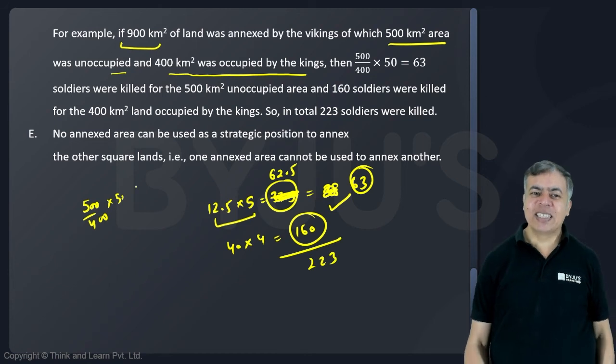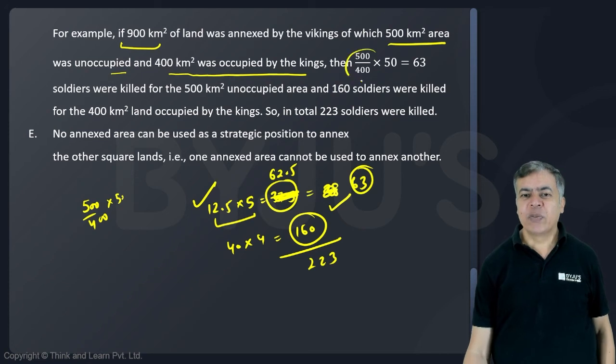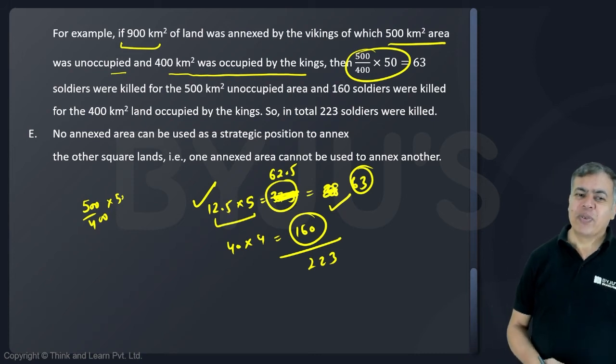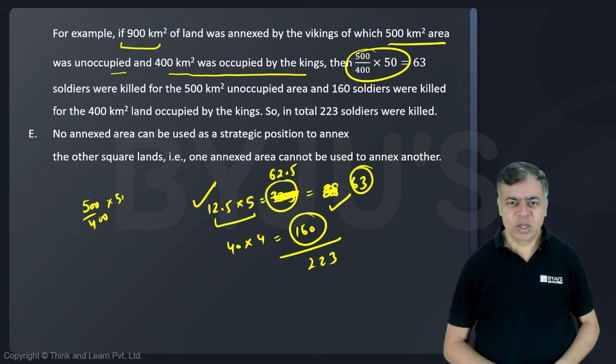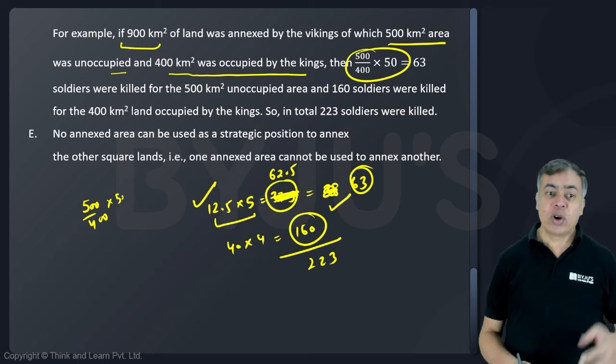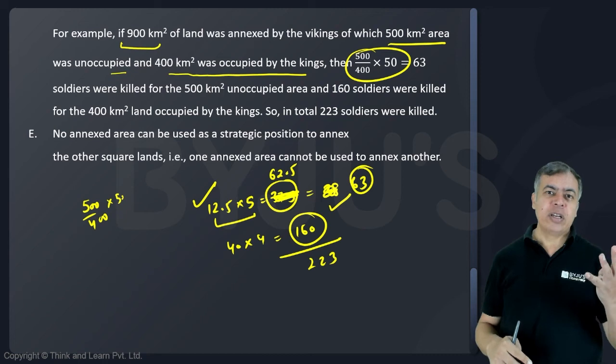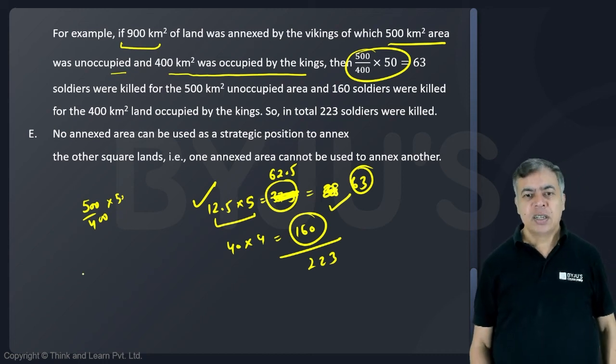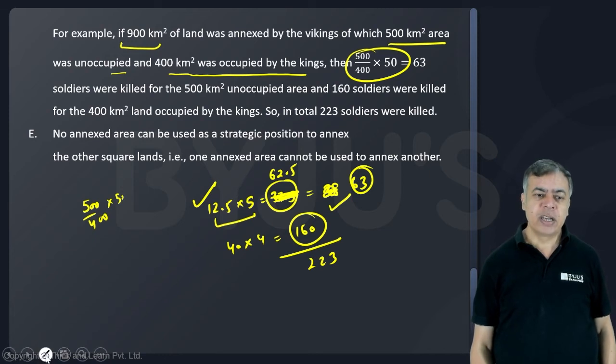So this is the example shown, right? I was doing the same thing, without going for the fraction, 12.5 into 5, but I wrote 12.5 into 3. Right, so 12.5 into 5 is 62.5, so 63, and remaining 400 kilometer square which was occupied, for every 100 you have 40, right? So 40 into 4, 160, right? So 160 plus 63, 223 will be killed, right?